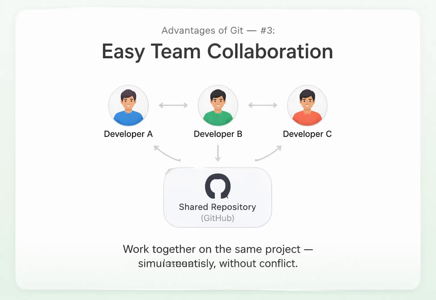The third advantage is seamless team collaboration. In a real company, you are never working alone. You might have 5, 10, or even hundreds of developers all working on the same project at the same time. Git makes this possible. Each developer works on their own copy of the project, and Git provides tools to merge everyone's changes together in a controlled and organized way. You can see what your teammates changed, combine your work with theirs, and resolve any conflicts that come up. This is absolutely essential for professional software development.